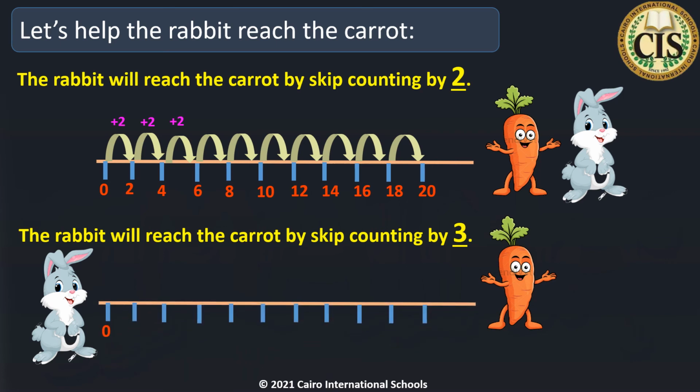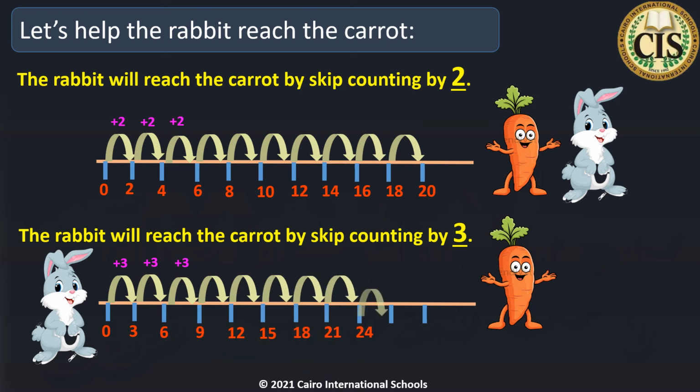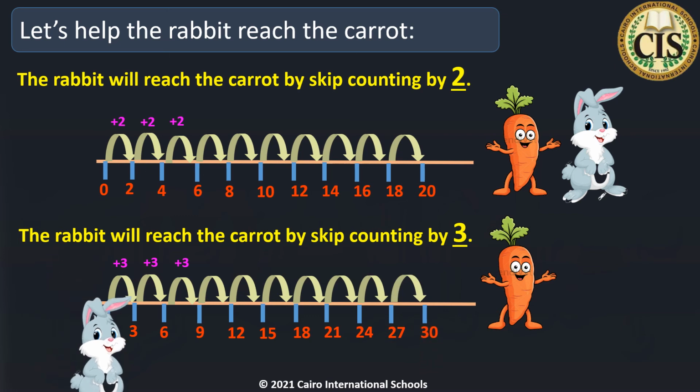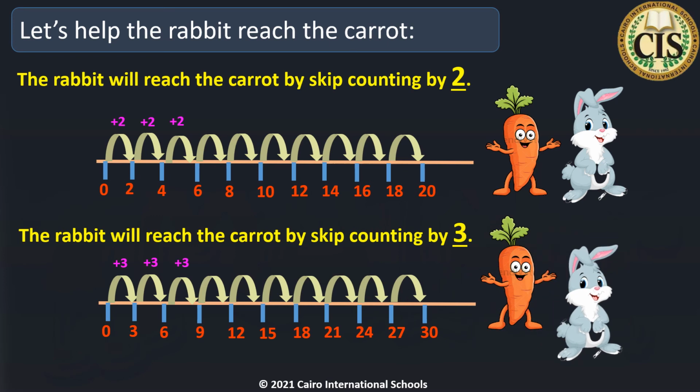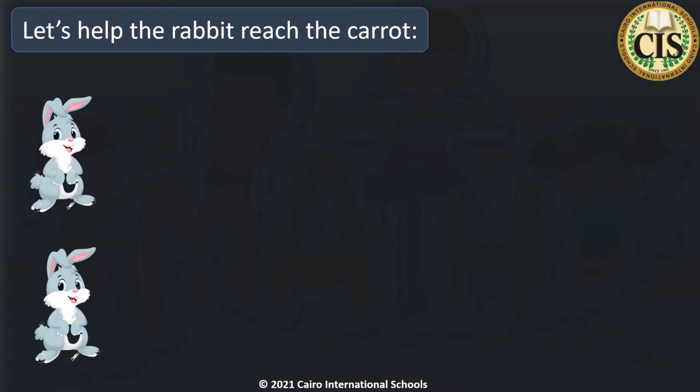Now we will help you to reach the carrot by skip counting by 3. 3, 6, 9, 12, 15, 18, and 21. Count by 3, everyone. 24, 27, 30 is the last one. Yeah, you reached the carrot again, bravo.